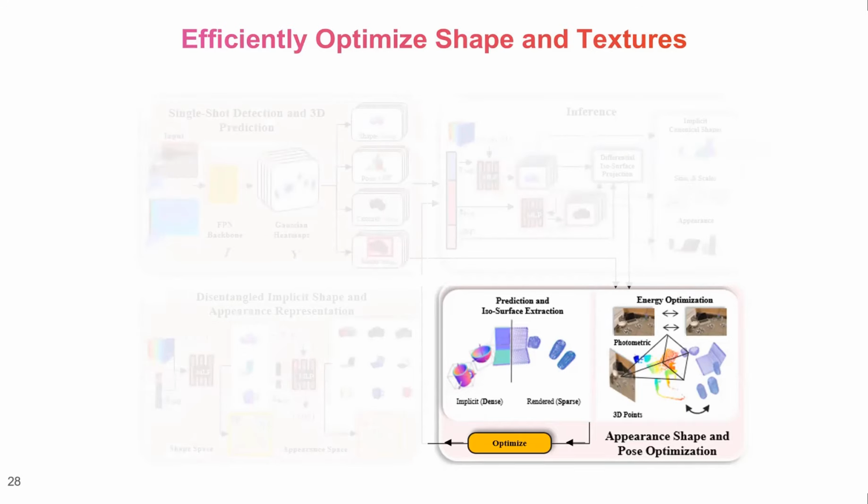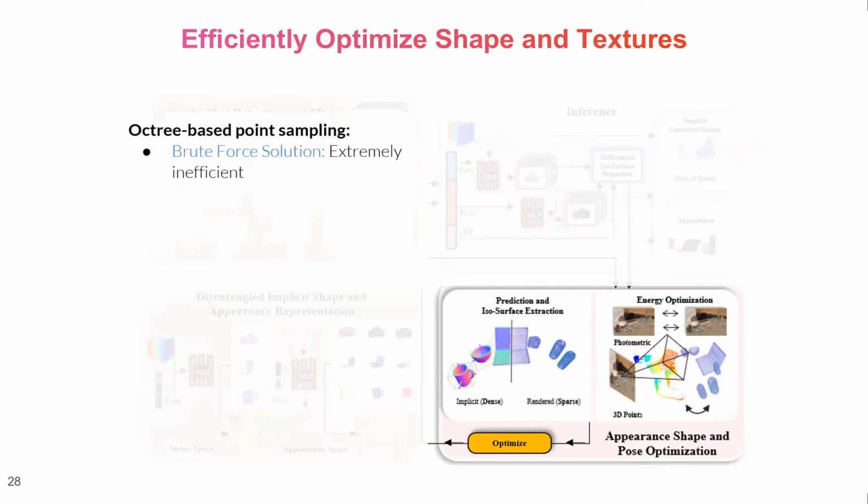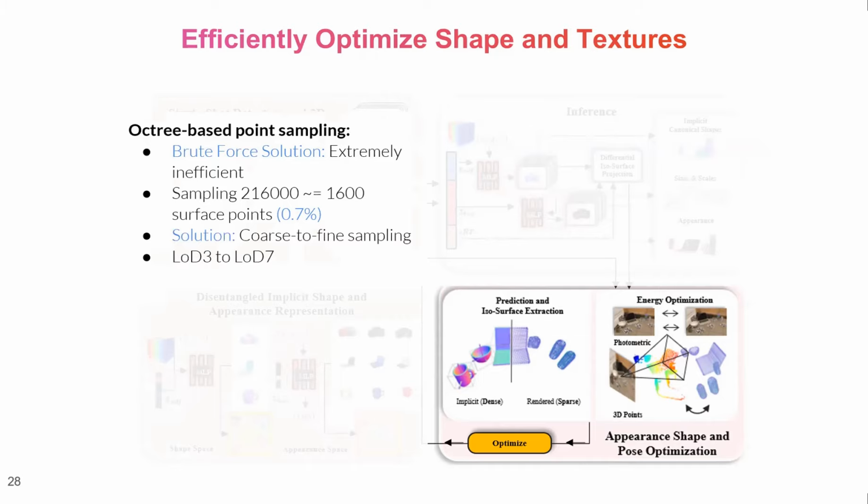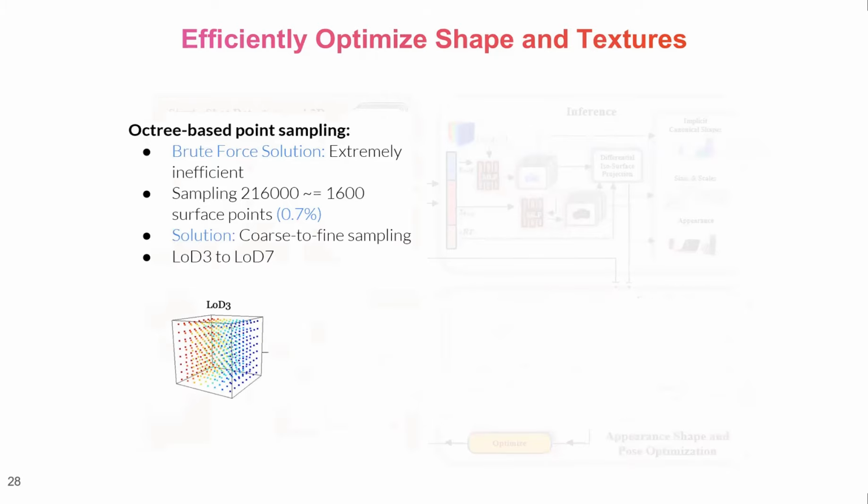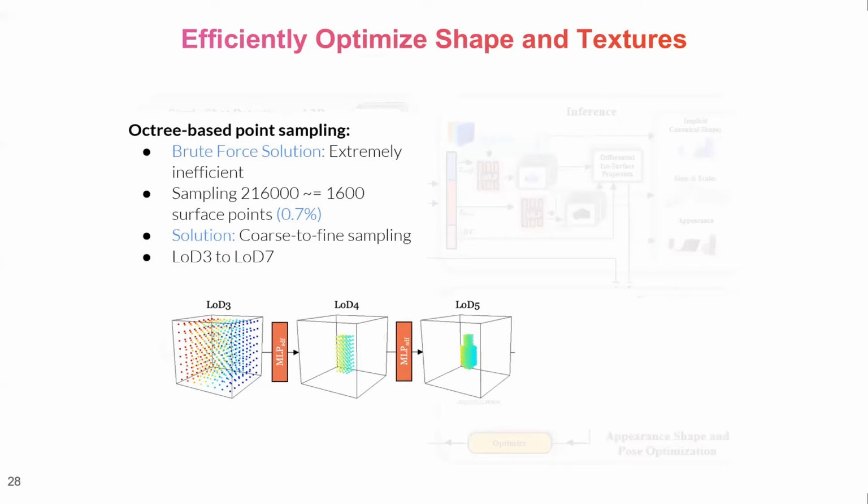Another improvement in this work is that extracting the object surface from a pre-trained SDF neural network is a very brute-force solution, and it's extremely inefficient. You can see here, if we start with around 216,000 points, the points that actually hit the surface are around 1600, and the actual efficiency is 0.7%. Thus we propose an octree-based procedure to efficiently extract points. We define a coarse voxel grid and estimate the SDF values for each of the points using this pre-trained SDF network. We then disregard the voxels whose SDF values are larger than the voxel grid size for that resolution level. The remaining voxels are then subdivided, each generating 8 new voxels, and we repeat this process until the desired resolution level is achieved.